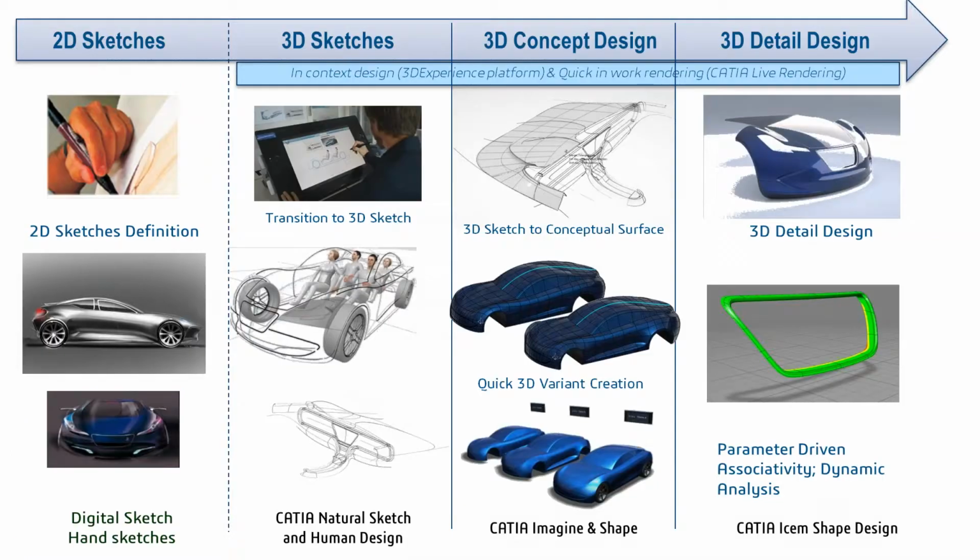Here's a look at the various aspects of a typical studio process. It often starts with 2D sketches, which can be either hand sketches or digital, to 3D sketching with our natural sketch product in CATIA, to digital sculpting with subdivision modeling found in Imagine and Shape, and finally surface refinement in CATIA ISOM shape design.